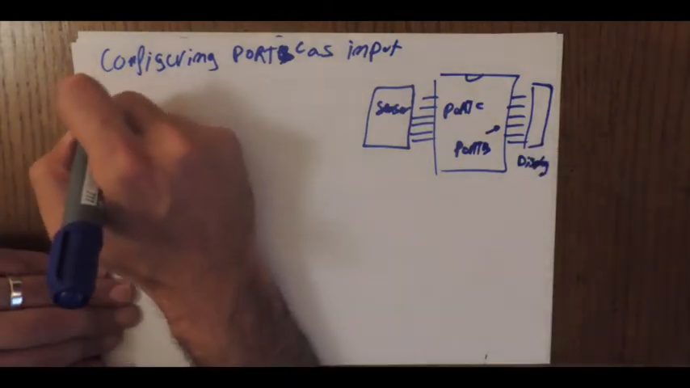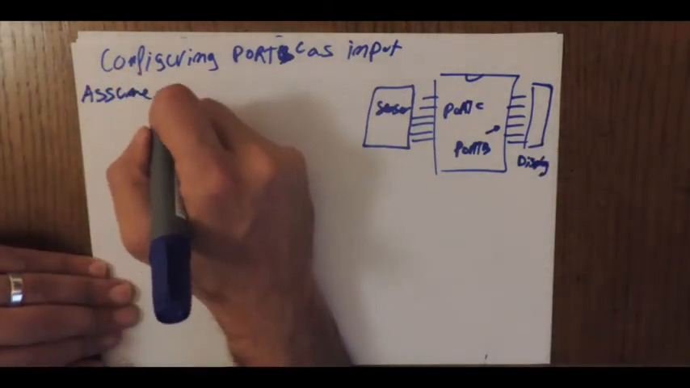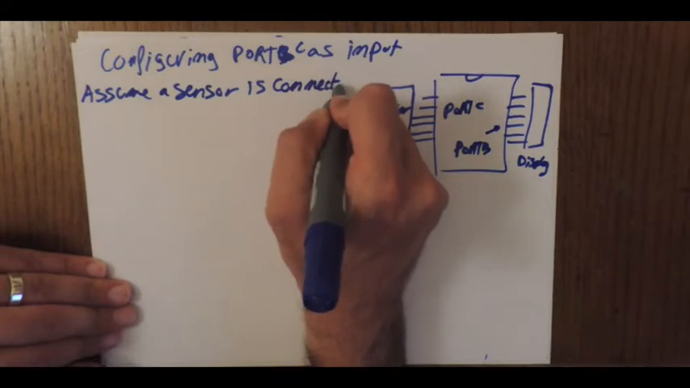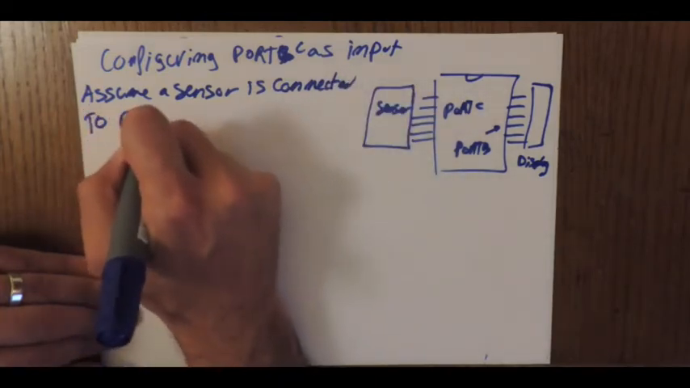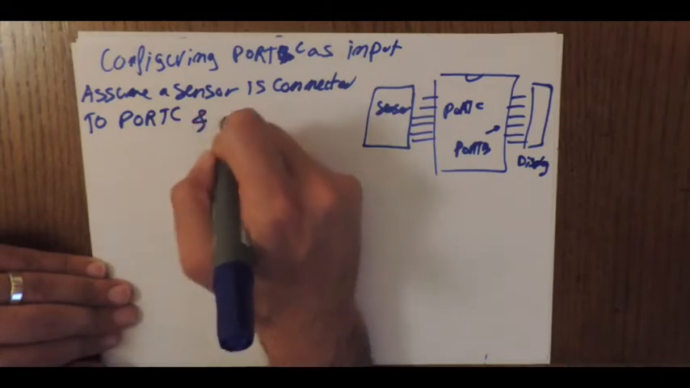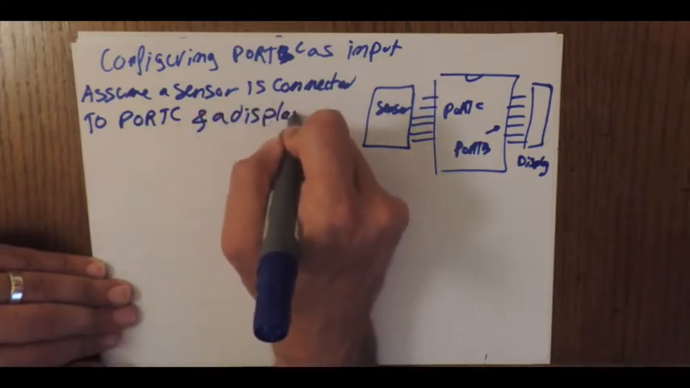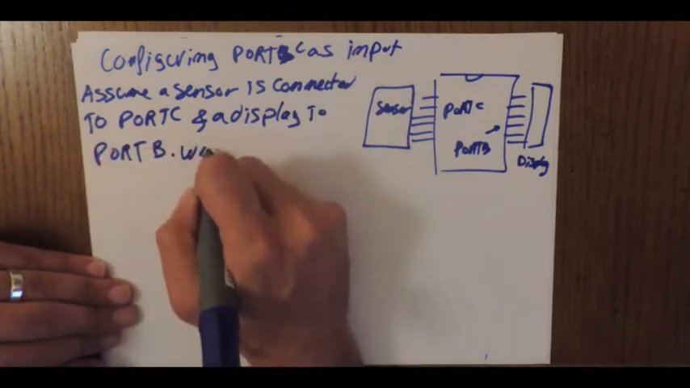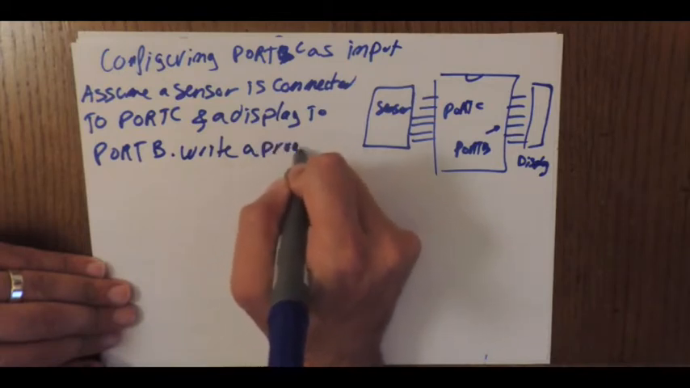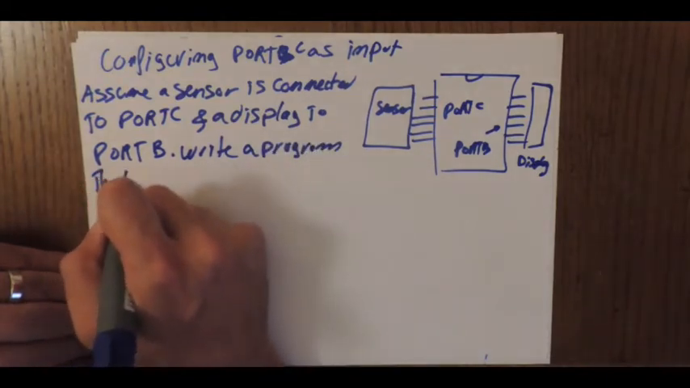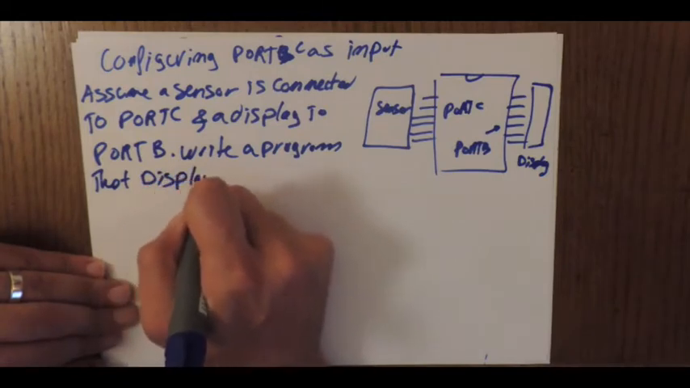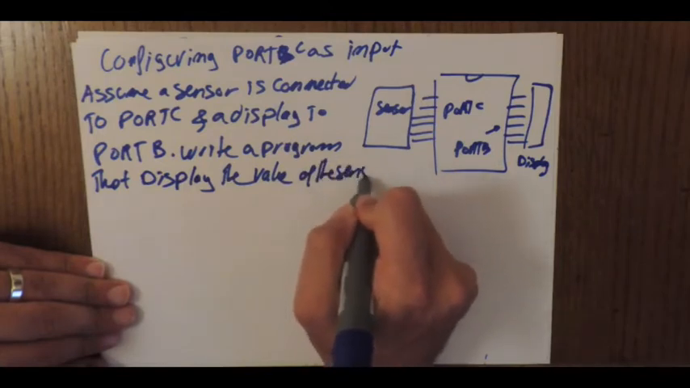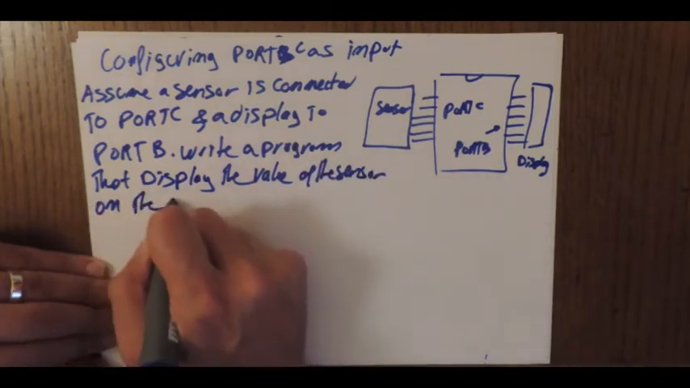So assume a sensor is connected to port C and a display to port B. Write a program that displays the value of the sensor on the display.